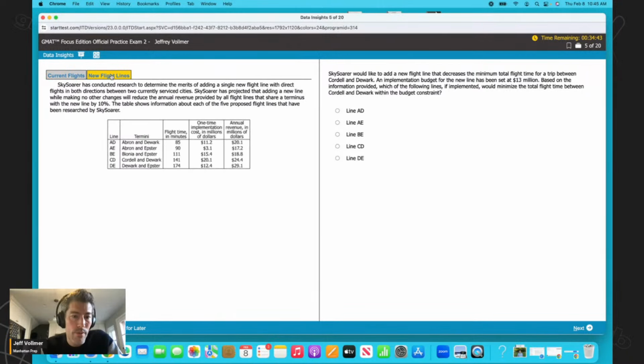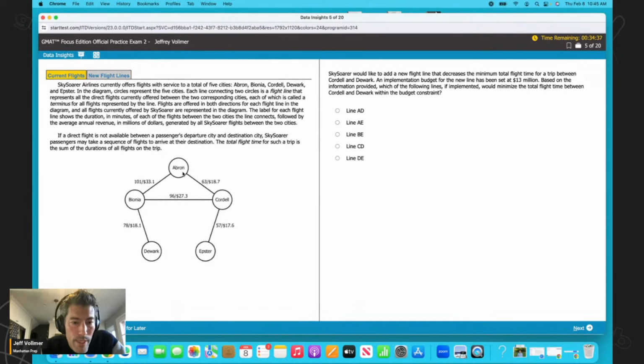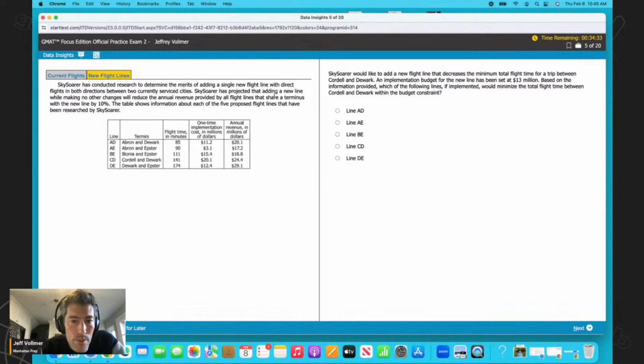Cool. All right, take a look at the new flight lines. Are we going to add a single new flight line? Very good. So if we're going to add AD, that will connect us right here. Adding a new line will make another change: it reduces the annual revenue quoted by all flights that share a terminus by 10%. So you take a hit there, probably because you're missing some connections that you otherwise would have gotten.